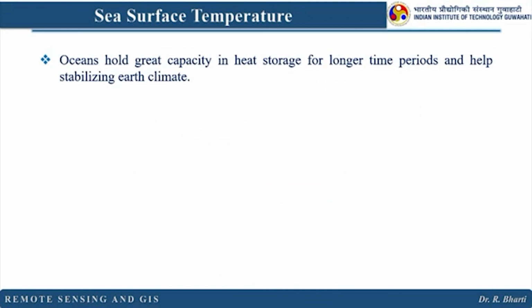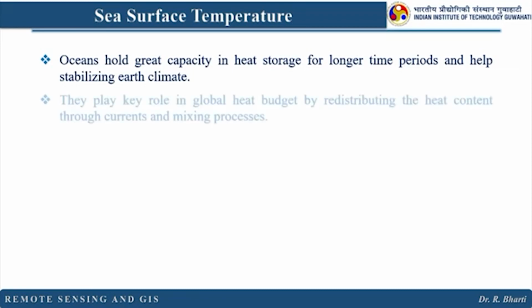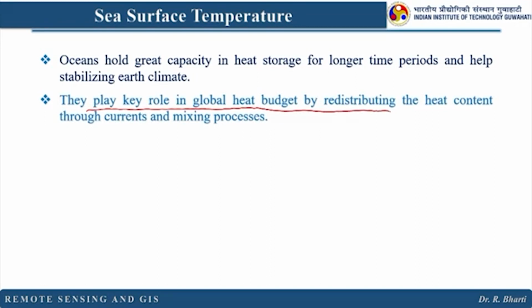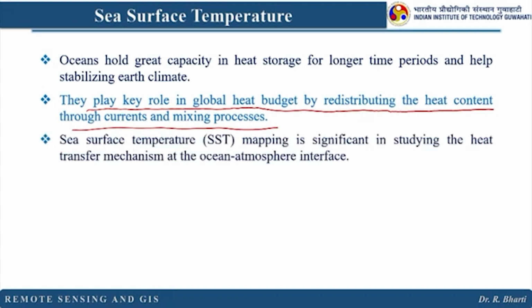Oceans hold great capacity in heat storage for a long time period and help stabilize earth's climate. They play a key role in the global heat budget by redistributing the heat content through currents and mixing processes, because we need to have a mechanism to redistribute our atmospheric temperature. Otherwise what will happen? Our surface will be too hot. So the sea surface is acting as a normalization.